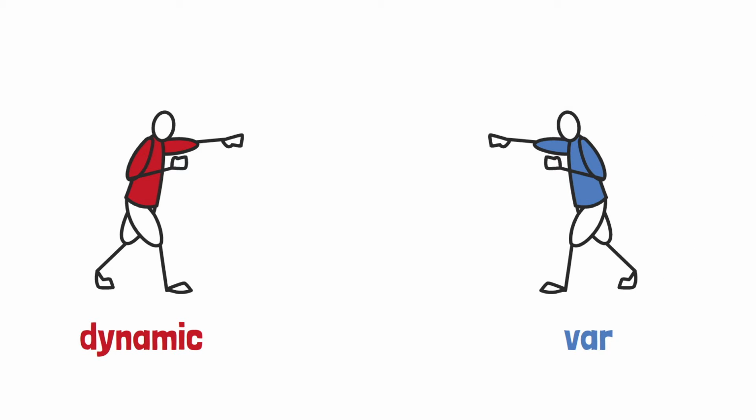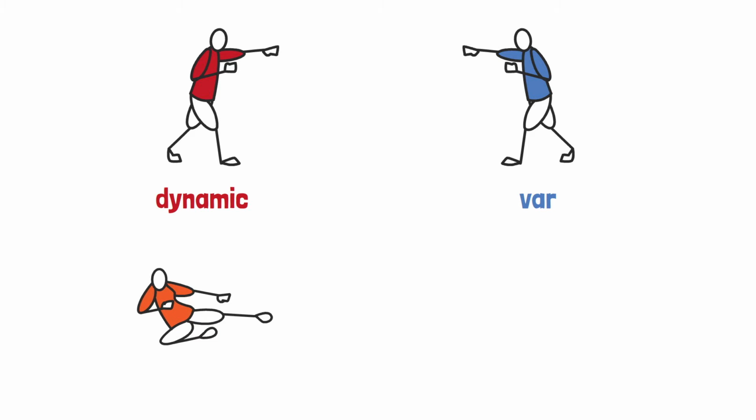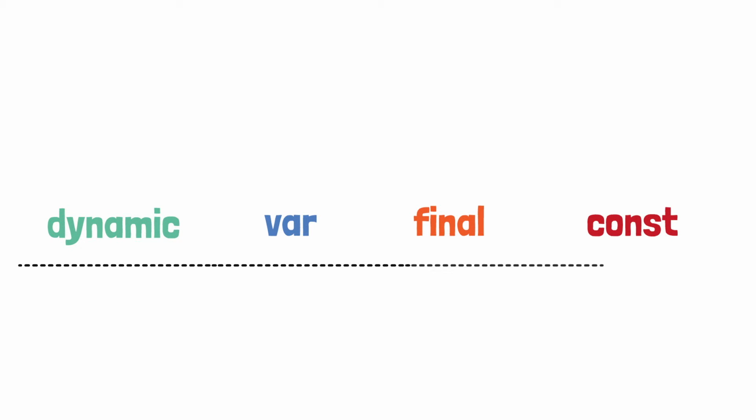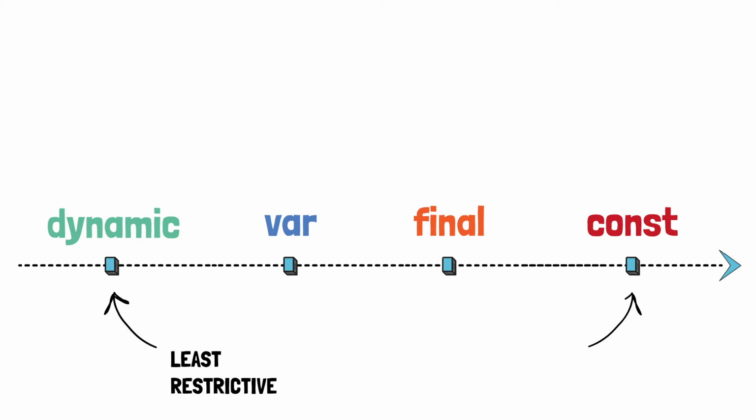But let's extend this battle by adding another two competitors, which are final and const. The battle now resumes between dynamic versus var versus final versus const. What I can tell you at first is that the order in which I told you these keywords is actually the order from the least restrictive to the most restrictive kind of variables you can declare in Dart. Dynamic being the least restrictive and const being the most restrictive.